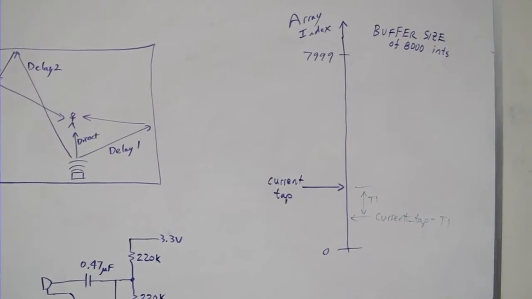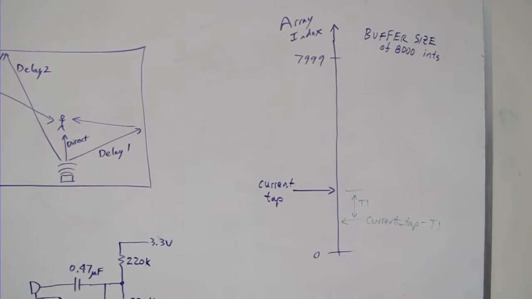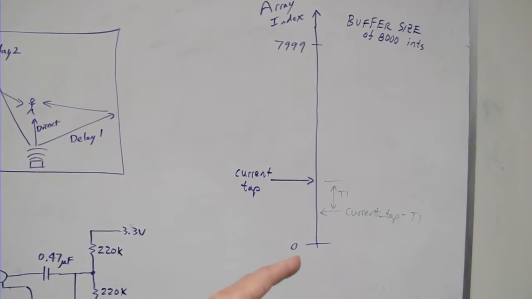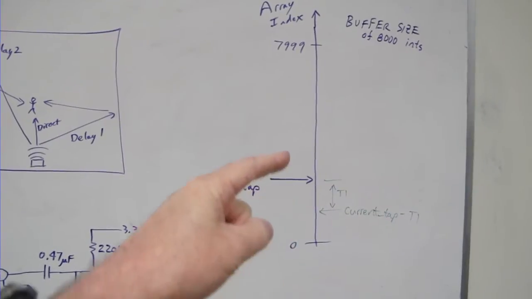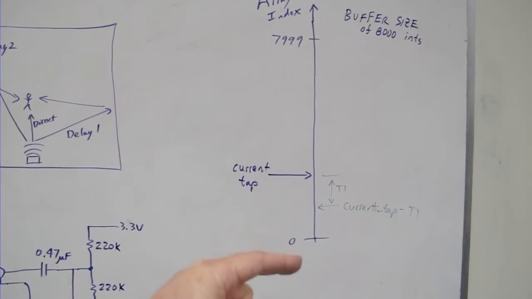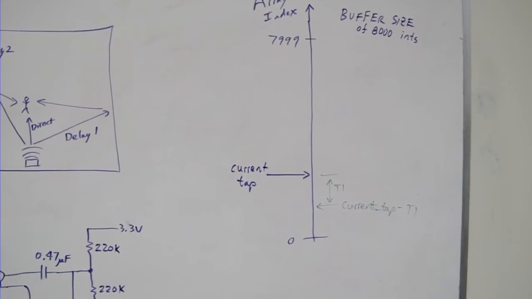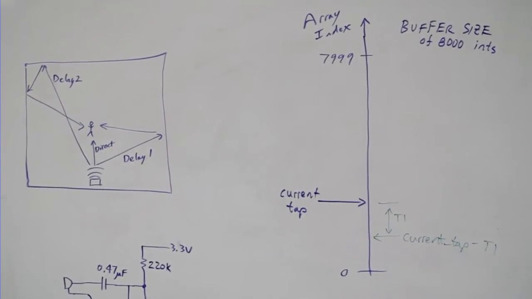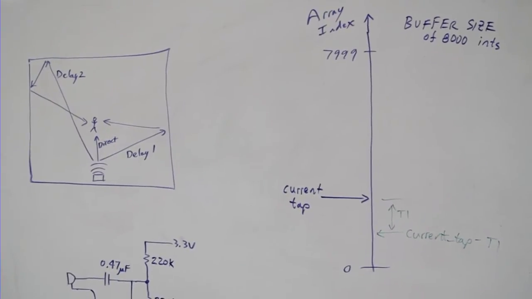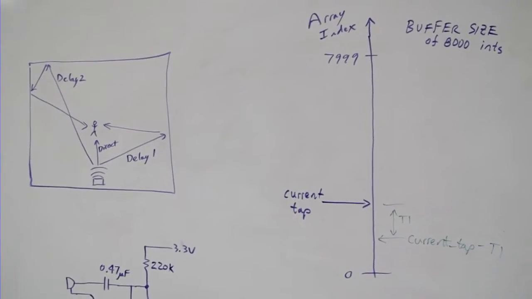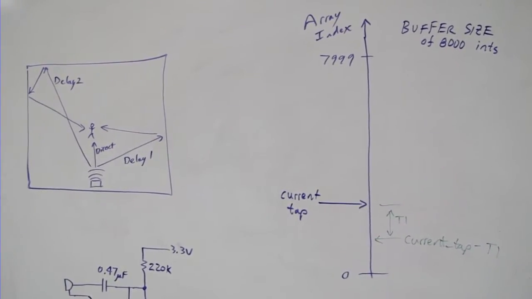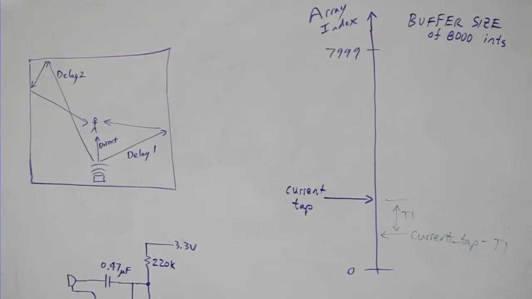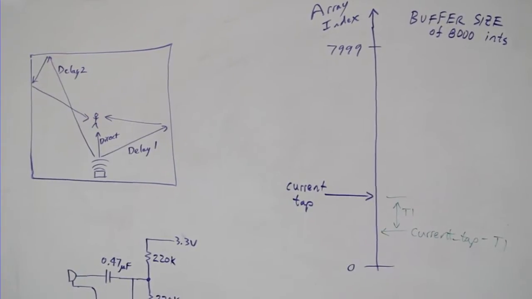Anyway, this one is 8,000 long, 8,000 integers, and what we do initially in the code, as you'll see, is zero out all of those 8,000. So there's a loop in setup that basically zeros those out. Once the data structure is initialized with zeros, what we will be doing is writing the analog to digital converter numbers into it and filling it up. And then we will be reading out delayed versions of those.